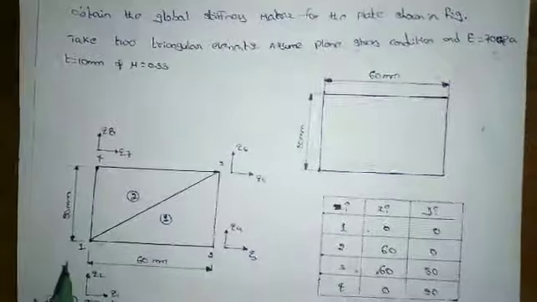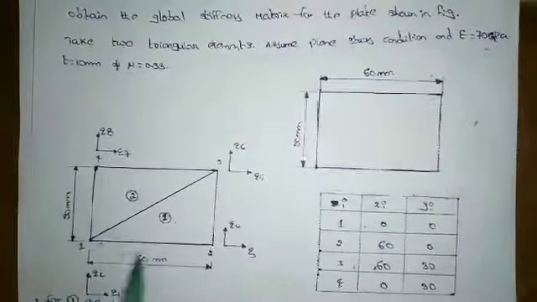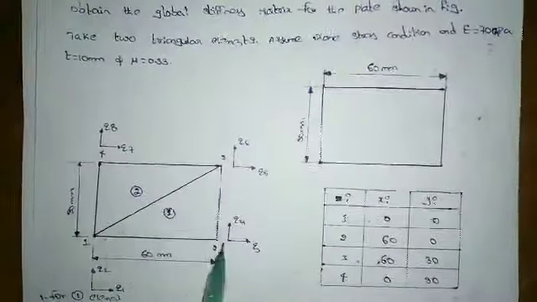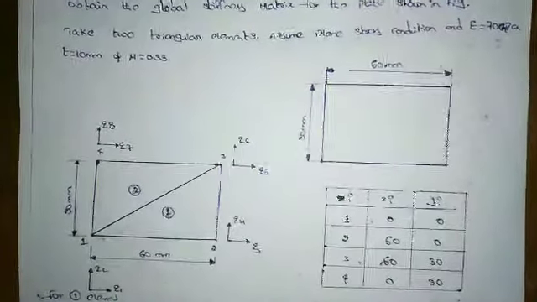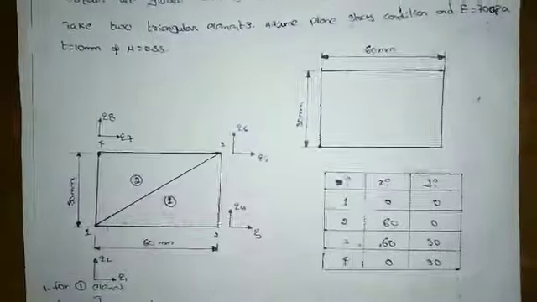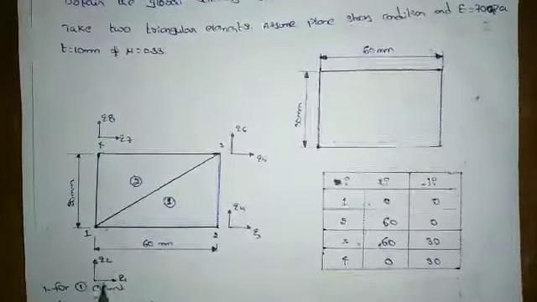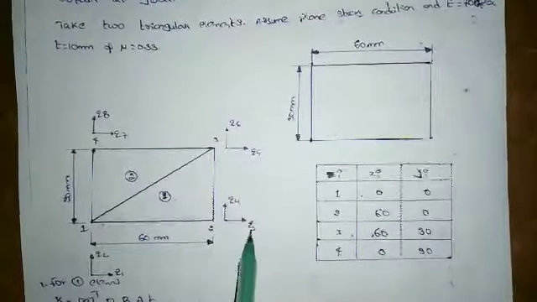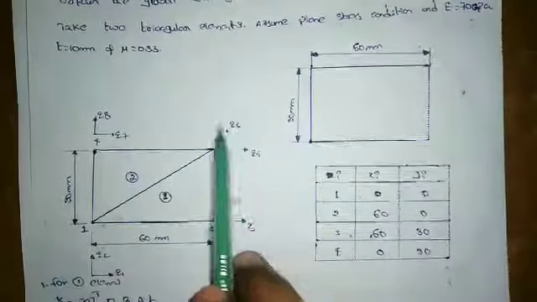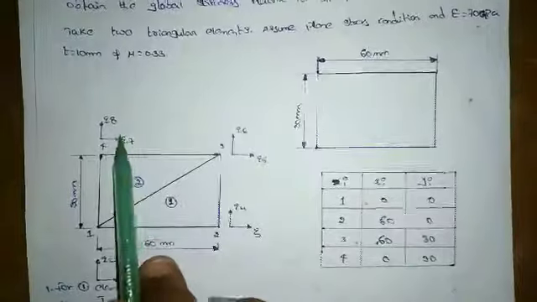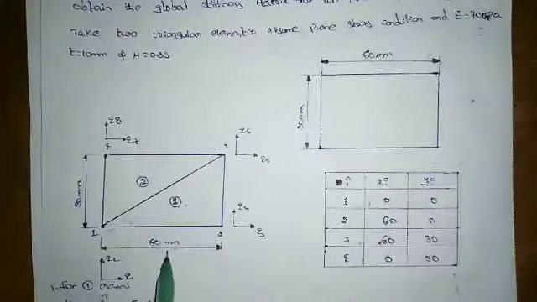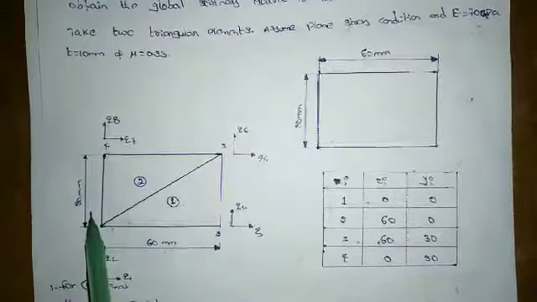Next, indicate the nodal points 1, 2, 3, 4 at the corners of this plate. At node 1 there are displacements q1 and q2. At node 2, displacements q3 and q4. At node 3, q5 and q6. At node 4, q7 and q8 are the displacements. The length is 60 mm and the width is 30 mm.